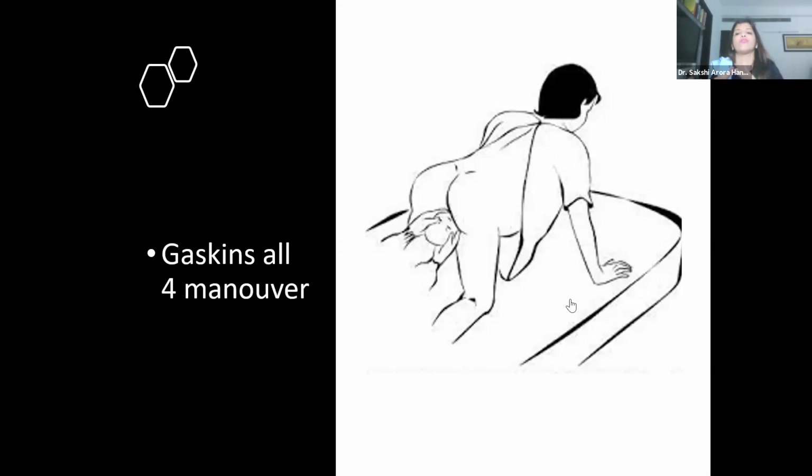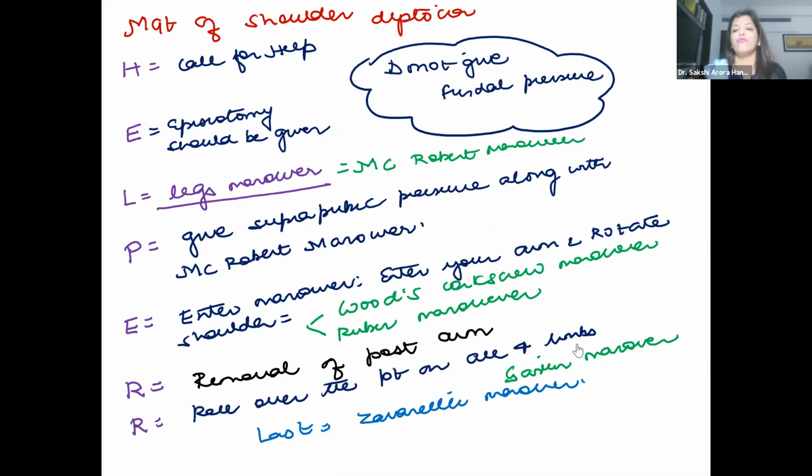And then you have to try to deliver the shoulders. So these are the steps which you have to do if you come across a patient of shoulder dystocia. If all these fail, then the last resort is to push the head back inside the uterus and do the cesarean section, which is called Zavanelli's maneuver. So not only is the management of shoulder dystocia important, the sequence in which it occurs is also very important.